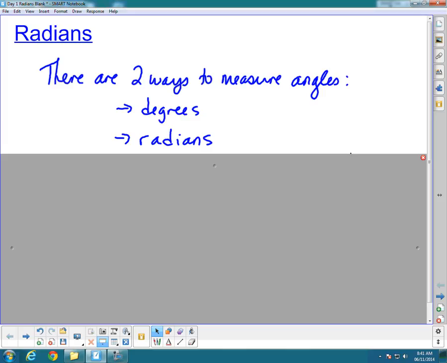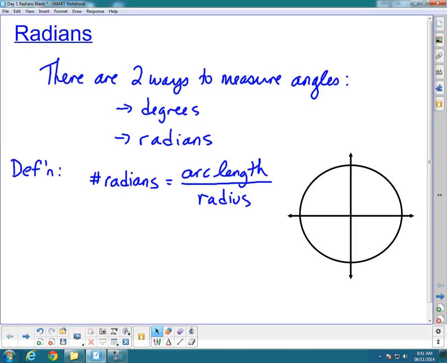So first off, we have to define what a radian is. So here's our definition. The radian measurement is the arc length divided by the radius. Arc length divided by the radius. So we're going to start thinking of angles more as rotations as opposed to corners of a triangle. Although it's the same angle, a corner of a triangle is still an angle, but we're going to also think of them as rotations. And that's where this definition will start to make a bit more sense.